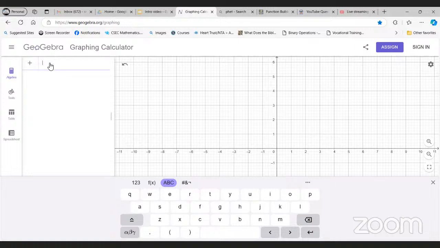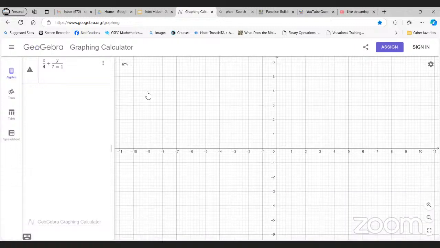So x, sorry, x divided by 4 plus y divided by 7 equal to 1. If you notice, the graph is not produced. So you have to then rewrite it.